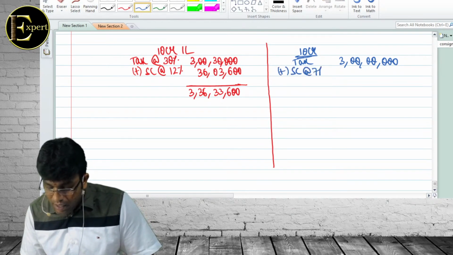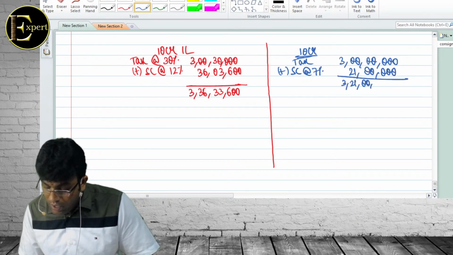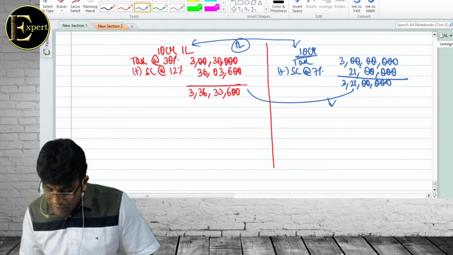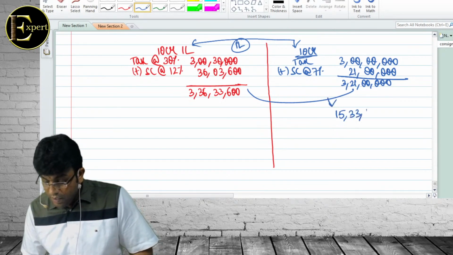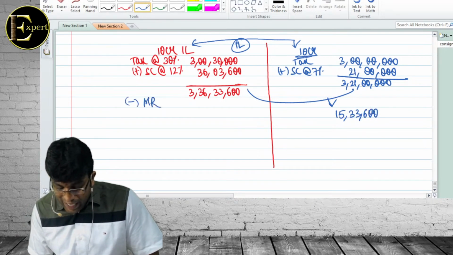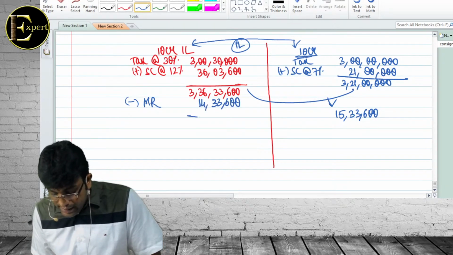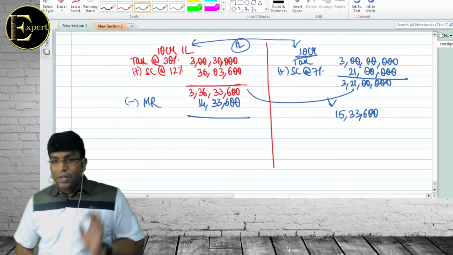Surcharge at what rate? 7%. आएगा ना surcharge? 21 lakhs. So it is 3 crore 21 lakhs. Difference in income, if you observe, how much is that? But difference in tax, if you observe, how much is that? Exactly. So do we get marginal relief, my dear friends? How much is marginal relief? 14,33,600. Correct? Do you agree to that?